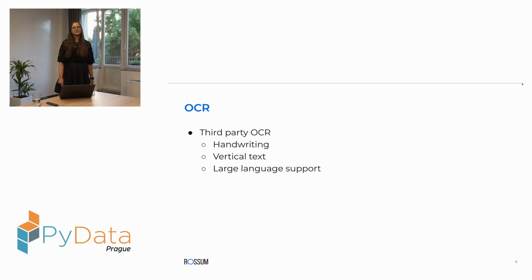I will start with OCR, and we had our own OCR solution, but we needed to support other languages, Sanskrit, like Japanese, Chinese, etc. So we decided for third-party OCR, which also supports handwriting and vertical text, which is amazing. So we just went with it.